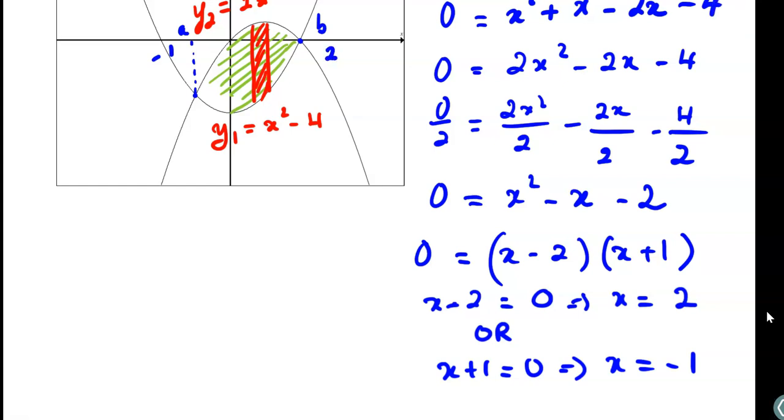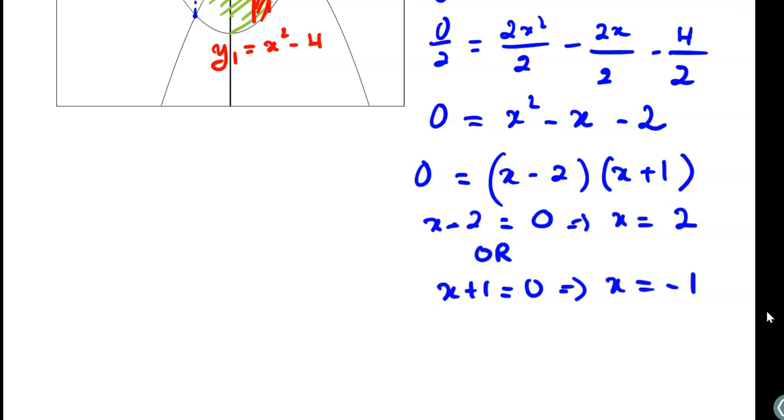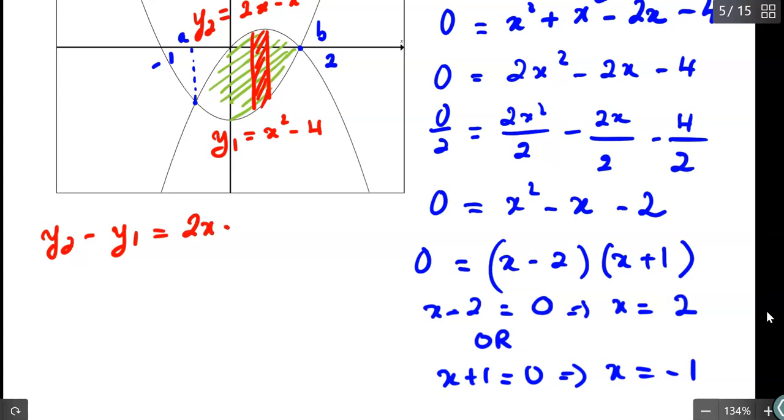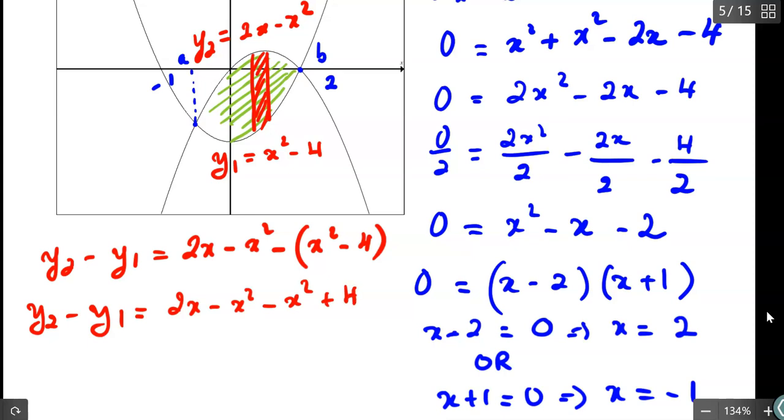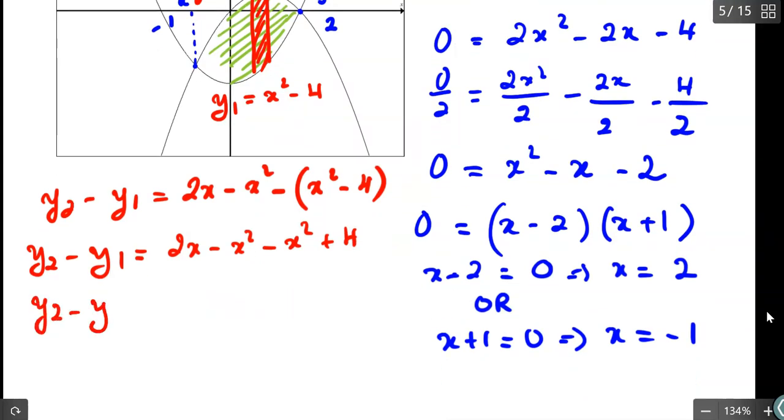Now the next step is to find y2 minus y1. So y2 minus y1 is equal to 2x minus x squared, subtract y1, x squared minus 4 in the bracket. So y2 minus y1 equals 2x subtract x squared, subtract x squared plus 4. So then my y2 minus y1 equals 2x minus 2x squared plus 4.